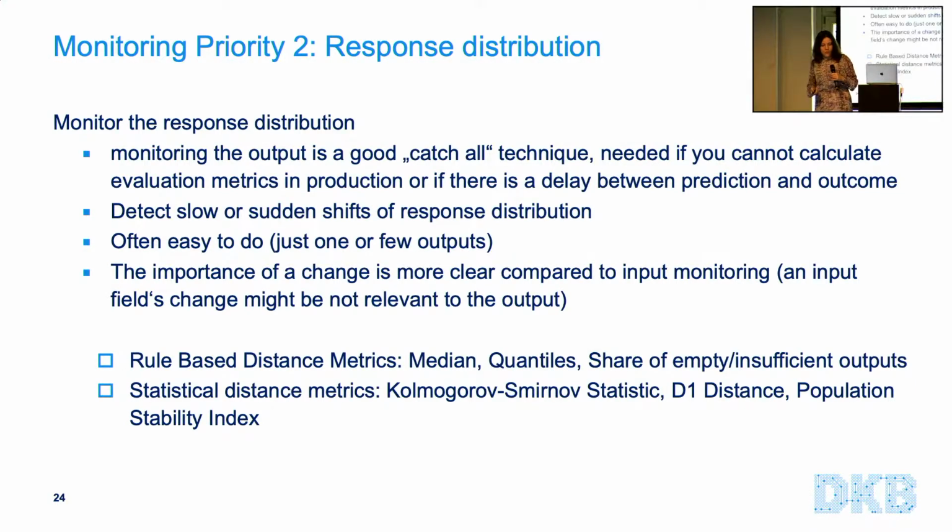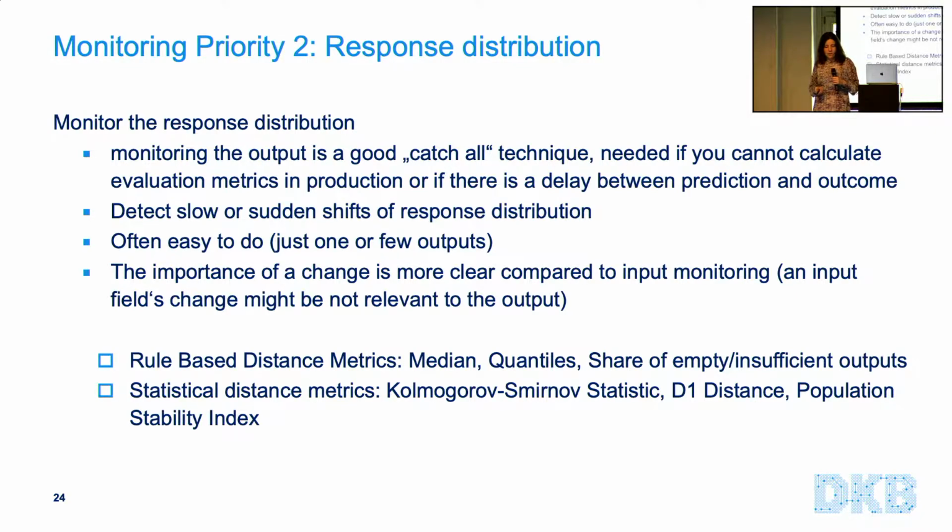So what can you do? For example, since the ground truth is very often delayed, I typically recommend that you monitor the output distribution. Often the output is a score, a number, for example when you do a classification or multi-class classification. This is a really good catch-all technique because it's real time, it's easy to do, and you can detect slow or sudden shifts in the response distribution. It's pretty clear that if something in this response distribution changed, it changed for your customer downstream. So it satisfies our criteria: we want to know if something changed for the customer.